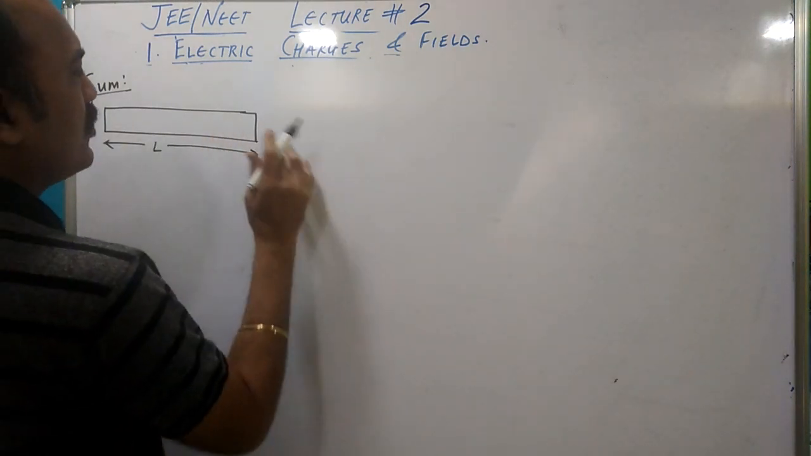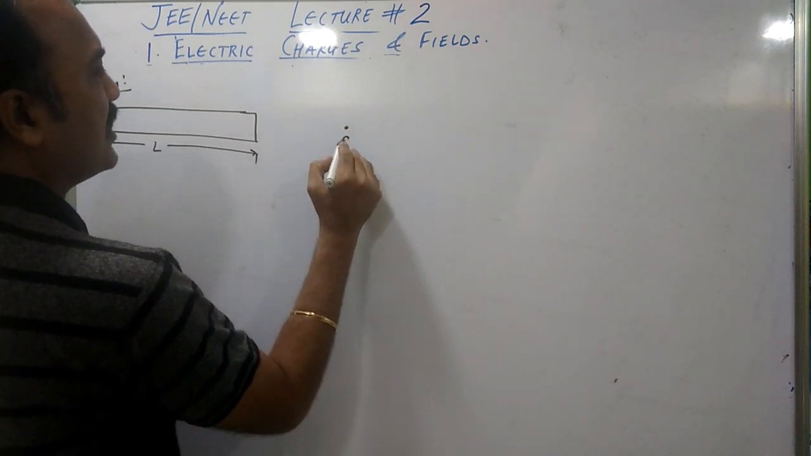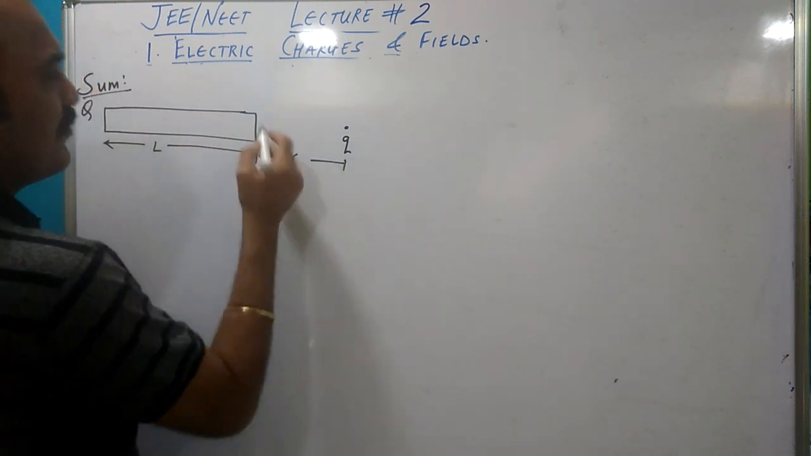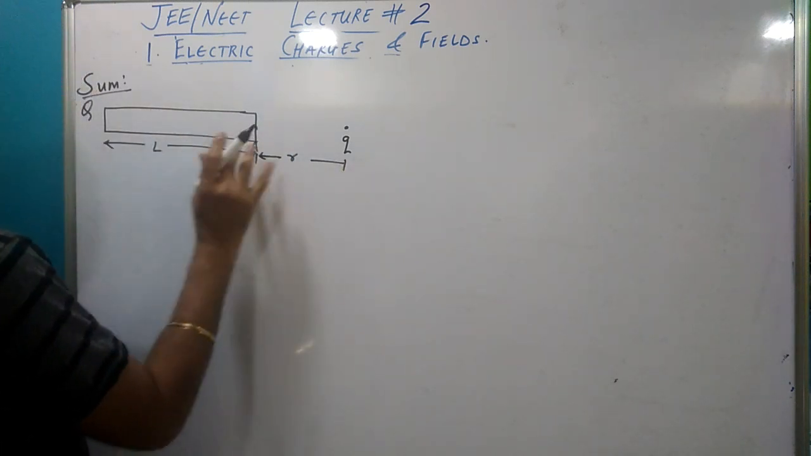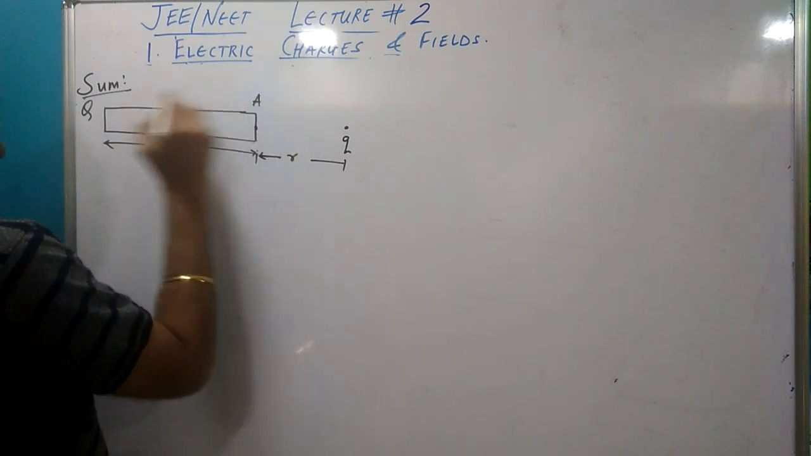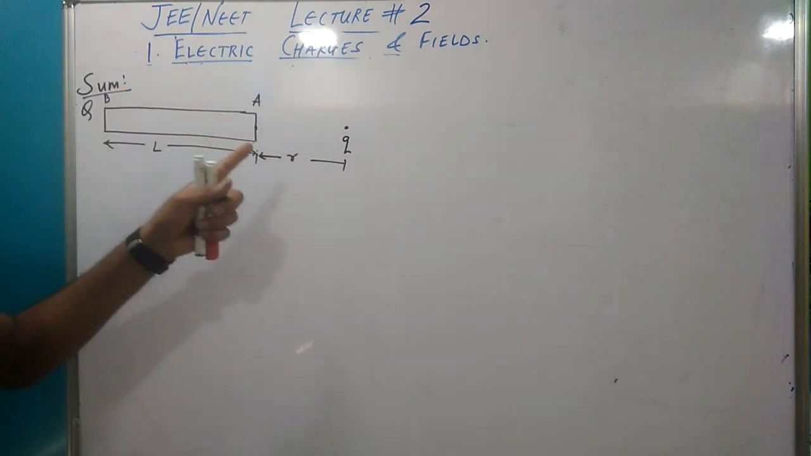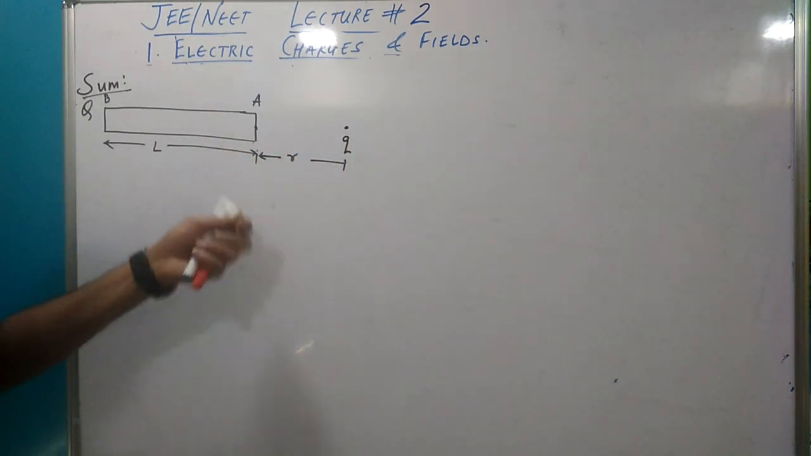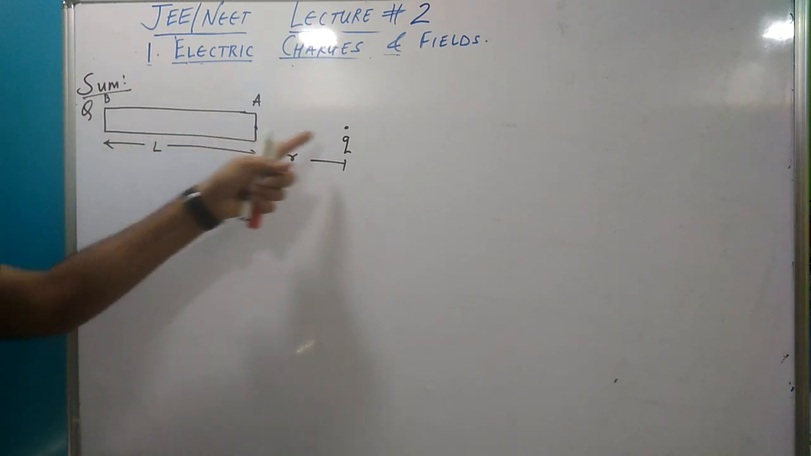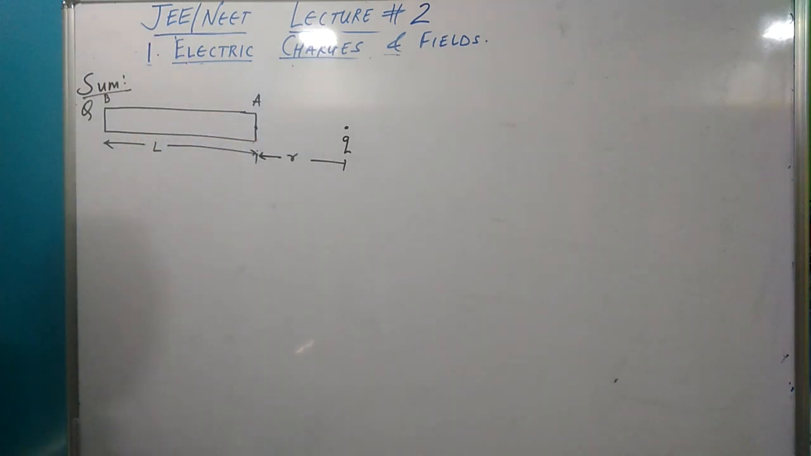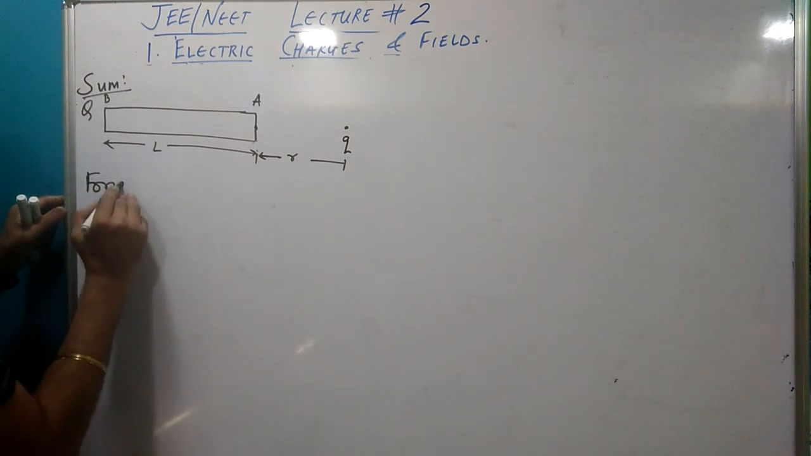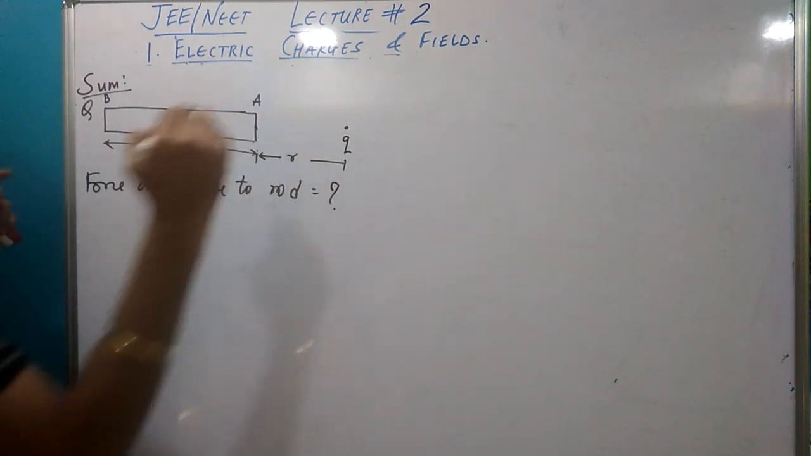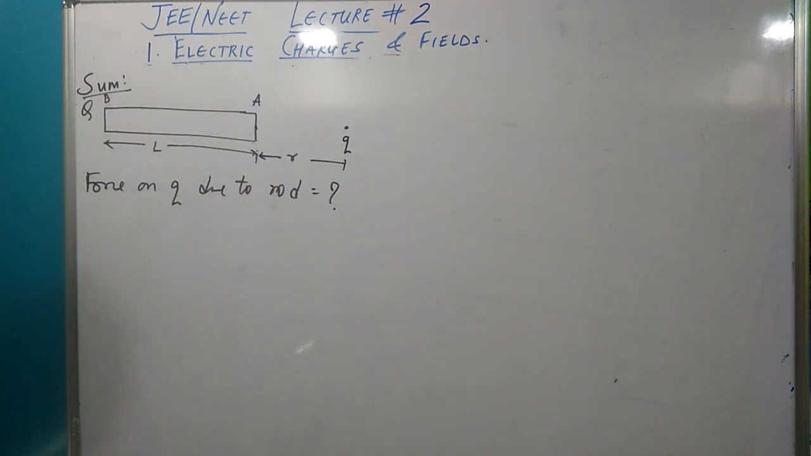They have asked me what would be the force on this charge, let us say Q, which is at a distance R from this end A. This is end A, this is end B. I'll call this end A, this end is B. So this Q is at a distance R from end A. Now can you see all points of the rod are not at the same distance from Q. So what is the force on Q due to the rod? That is my question. So what will I do?